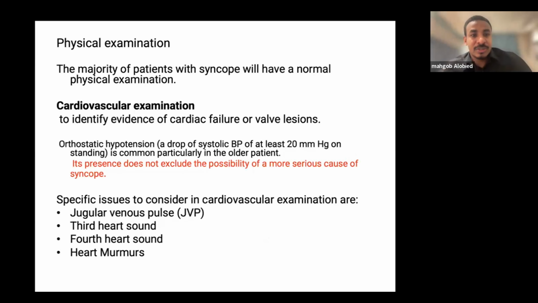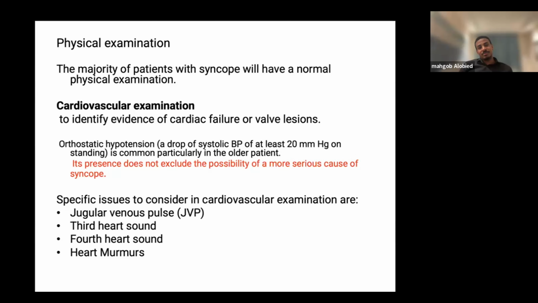Then you will come to the examination as a second part in assessment. In examination, I will not say that the examination is not useful, but most likely you will not get more information from the examination, and most of the patients have a normal examination in syncope. So I think history is more important. But anyhow, you will do the examination, mainly cardiovascular and neurological examination.